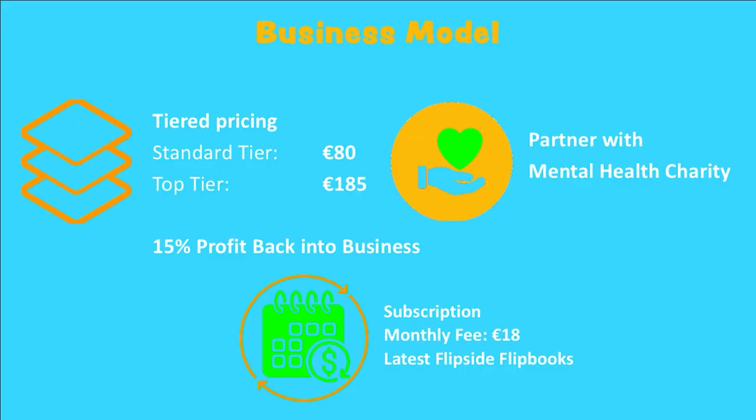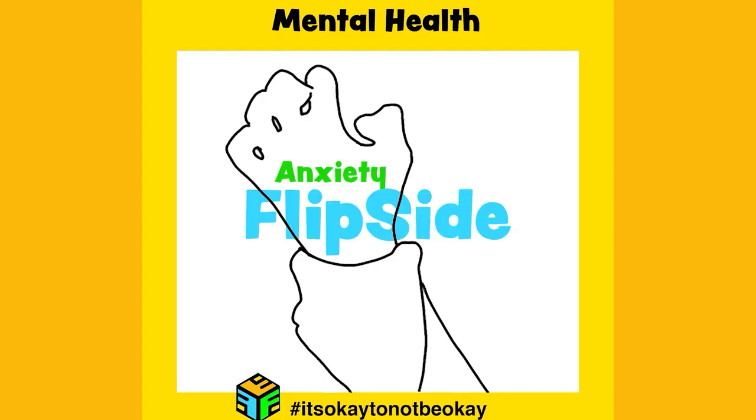2 top tier sets have already been sold to a secondary school, with plans to attract more schools using positive feedback and a principal's testimonial. FlipSide also seeks partnerships with mental health charities for funding and awareness. Schools can subscribe for €18 per month to receive new flipbooks covering additional mental health topics.